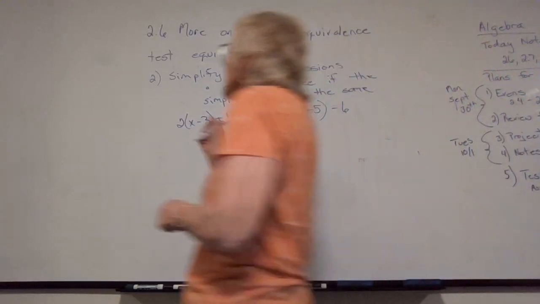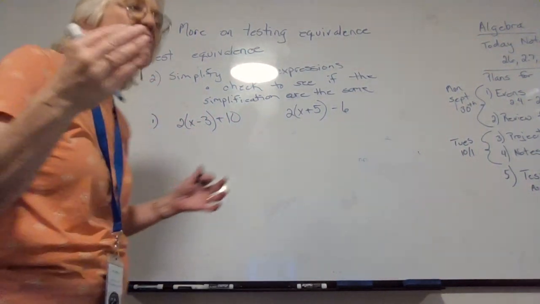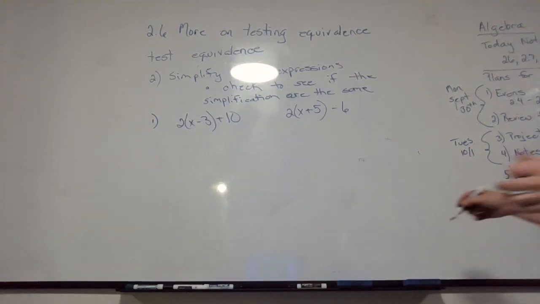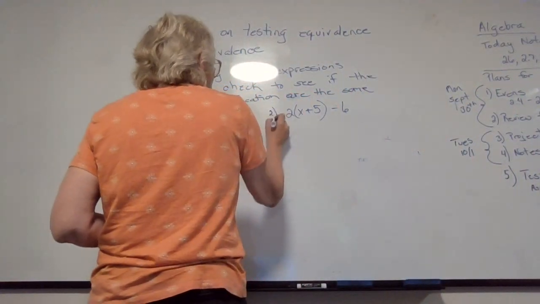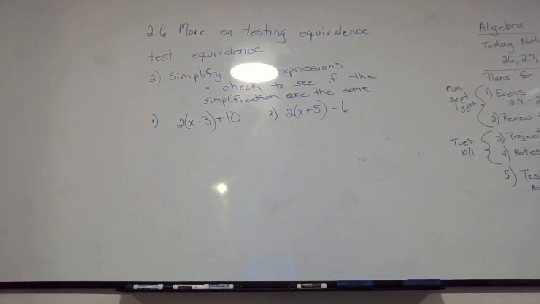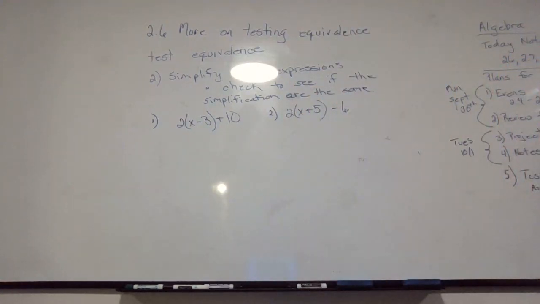So here's the first expression. I want to simplify, do whatever I can, combine like terms, do any multiplication I can do, all of that kind of stuff. Then we want to simplify the second expression, and we're going to see if they both simplify into the same thing. Okay? What is the first thing I'm going to do here? Okay, Grayson, what's the first thing I'm going to do on the first equation?